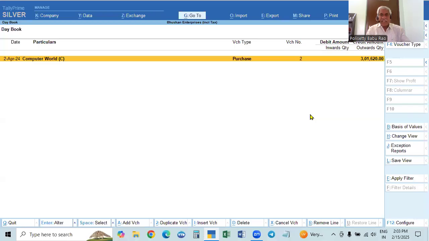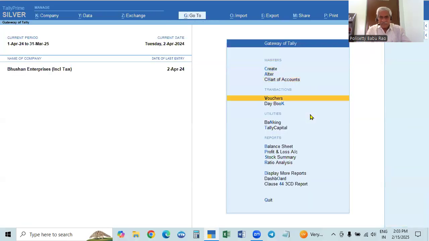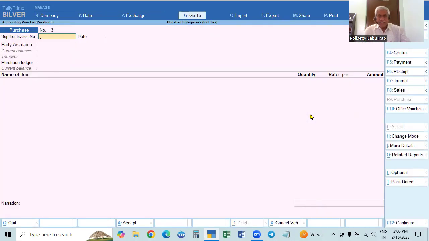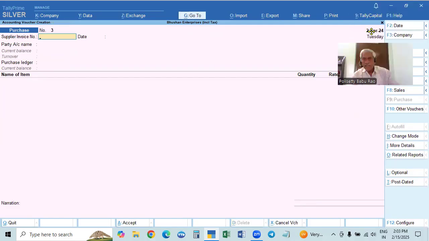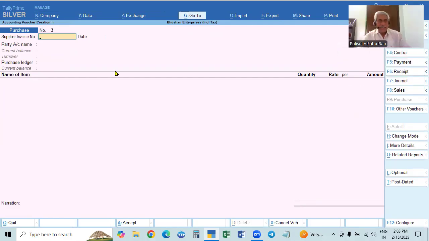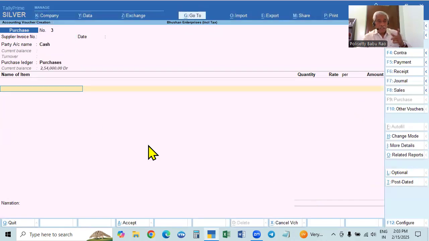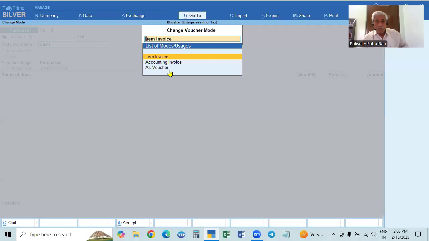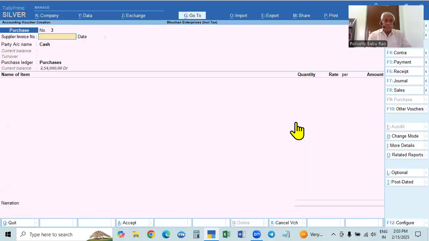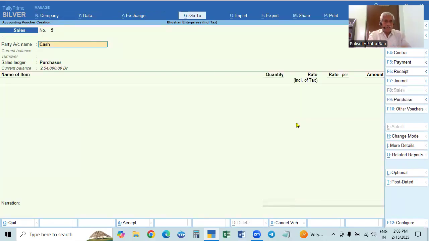Now, when you are selling the goods, we will make a sales entry. How will you make the sales entry? See here, take the date as 2nd April. You are selling the goods. Go to sales voucher. In the case of a sales voucher, we have stock items, that is inventory, so we have to use the item invoice mode. Here there is sales voucher number 5. Already some vouchers are used.